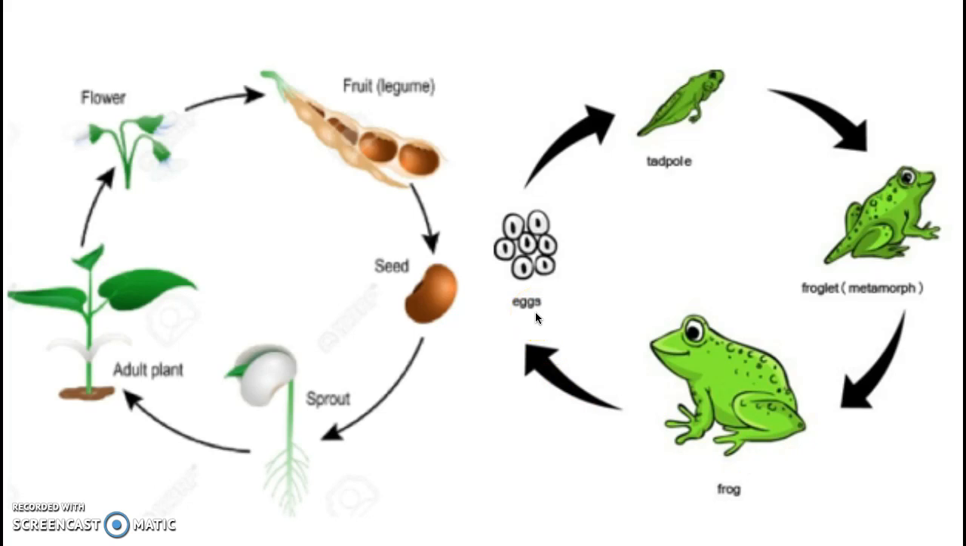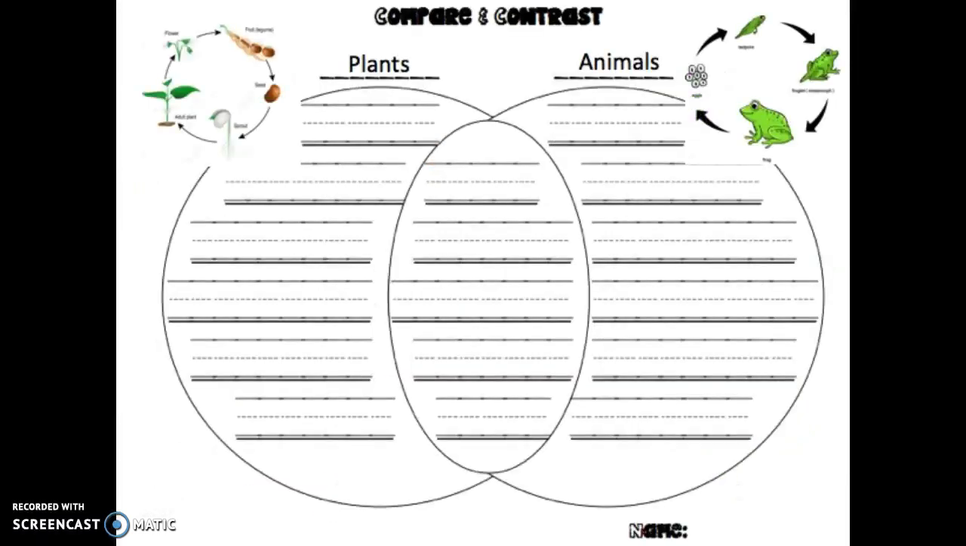Plants and animals are the same in lots of ways, but they're also very different. We're going to use a Venn diagram to compare and contrast plants and animals. How are they the same? What do they look like? What do they do? That is the same.